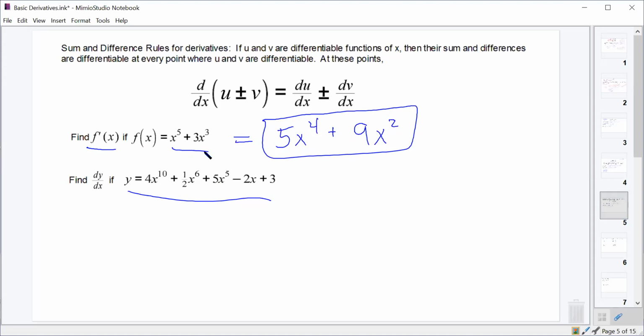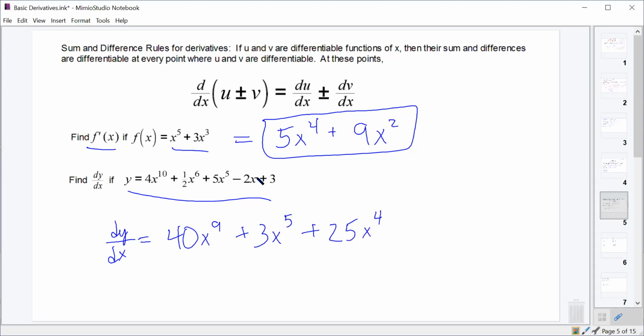What should this one be? 4x to the 10th should become 40x to the 9th. 1/2 x to the 6th. The 6 times the 1/2 ought to become a 3, right? Yeah. 3x to the 5th, plus 25x to the 4th.